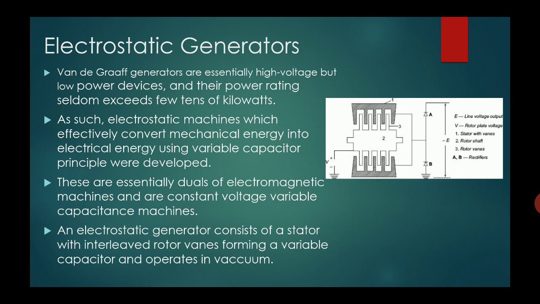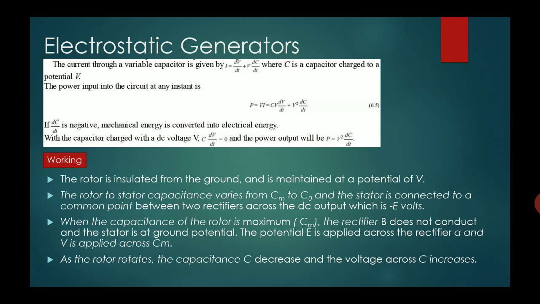Just like a normal AC machine, we have a DC machine. In the electrostatic machine, we have the stator and the rotor, which has vanes that are interleaved between the stator vanes, so they create a variable capacitor. These machines work in vacuum. So this is the calculation of the electrostatic generator.